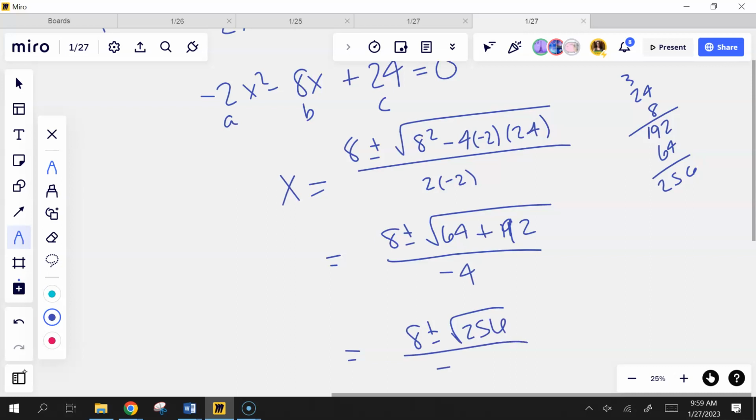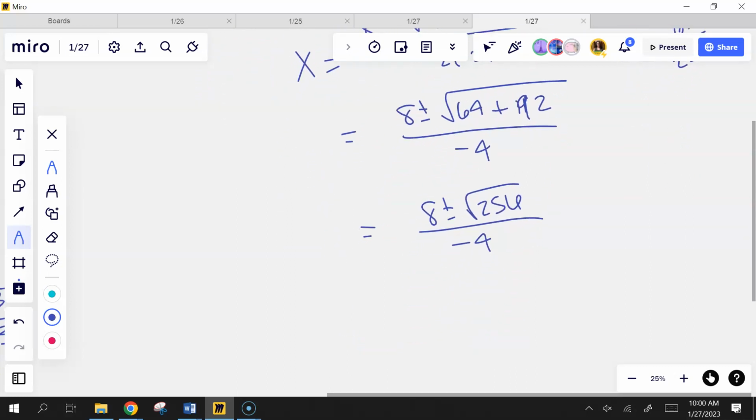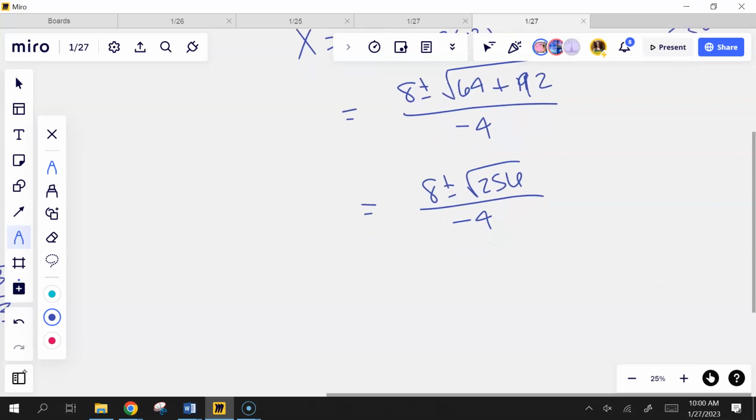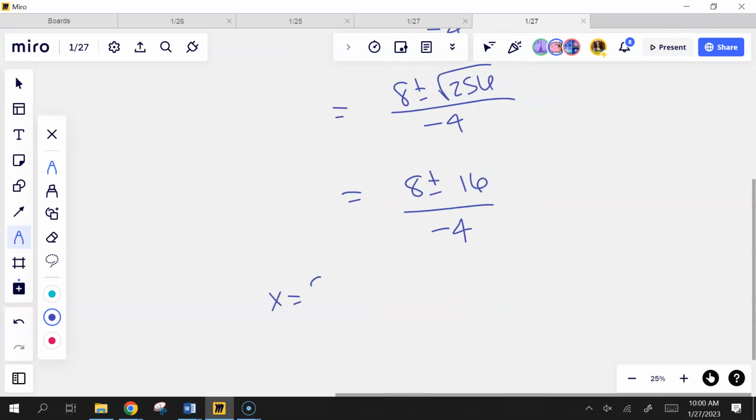Is 256 a perfect square? I feel like it might be. What's the square root of 256? 16? Thank you. 8 plus or minus 16 over negative 4. Here's where I do want to split it up. Since I got that perfect square and that number there, I want to say that x is 8 plus 16 over negative 4, or x is 8 minus 16 over negative 4.